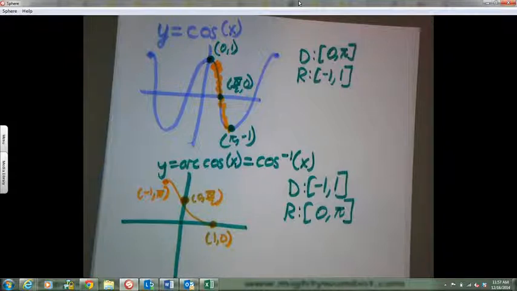Those who are good can draw the graph of tangent on their page. I'll unfreeze in 1 second. And then write the domain restriction and the range for tangent.